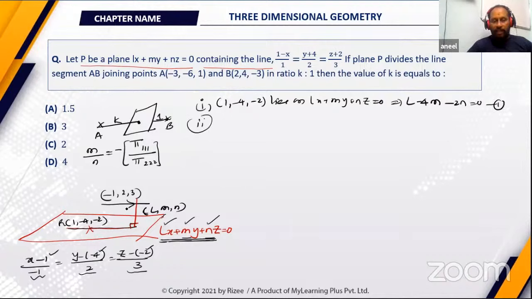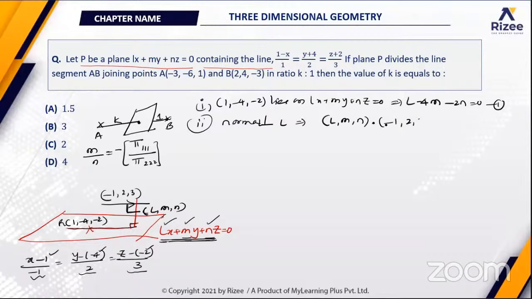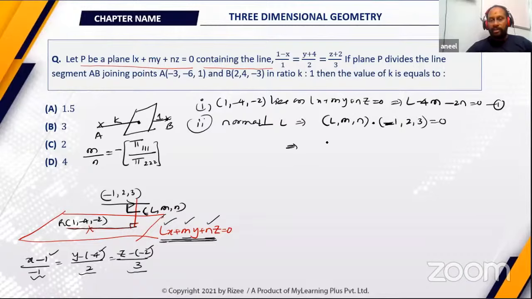Second observation: the normal is perpendicular to the plane, which means the normal is perpendicular to every line on the plane. Hence it is perpendicular to the given line, and in fact to its parallel lines also. Therefore, the DRs of the normal dot product with the DRs of the line, that is minus 1, 2, 3, is equal to 0. So that gives us minus L plus 2m plus 3n is equal to 0. This is the second equation.